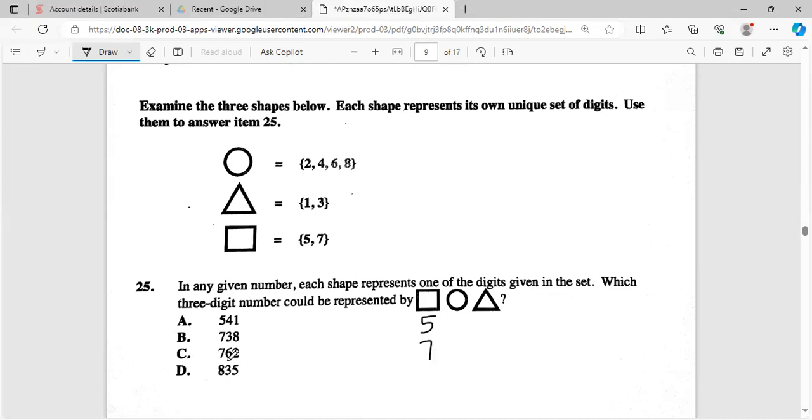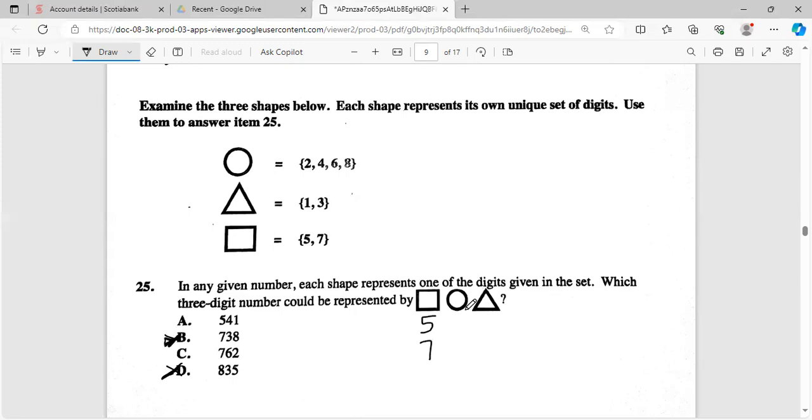So we can eliminate all that. Don't start with that. That's the first thing. Circle now has 2, 4, 6, 8. So it has 2, 4, 6, 8. So we can eliminate the one with 3. So it's either A or C.